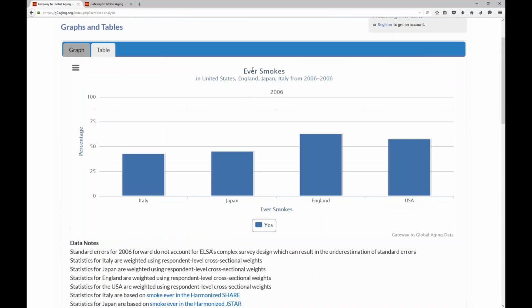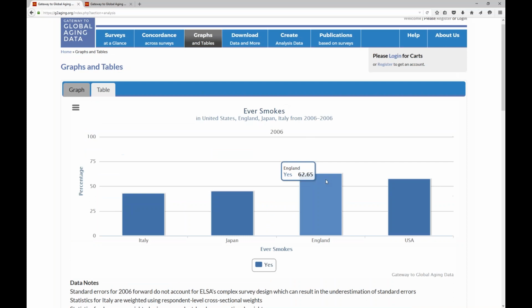So if we scroll up, we can see immediately the table here, our graph here, which represents the proportion of the population which has said they've ever smoked. So in England and the U.S., it's quite similar and high. It's 62% and 57% for the U.S. who said they ever smoked, and it's actually much lower for Italy and Japan at 42% and 44%.